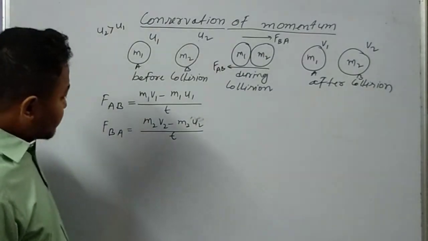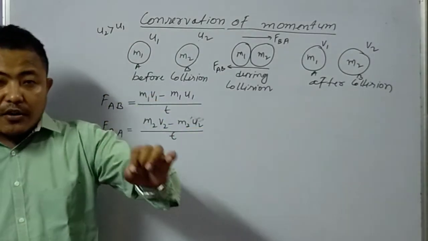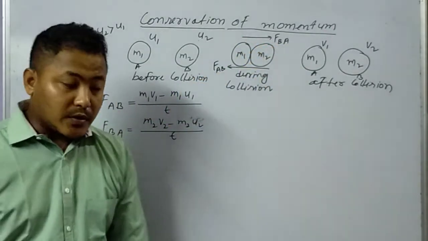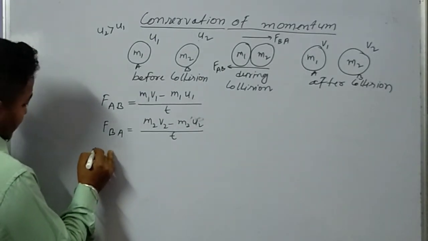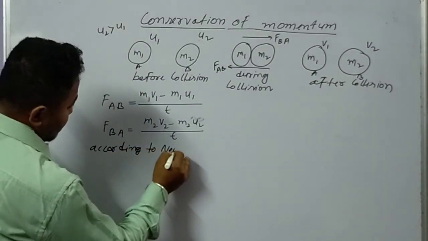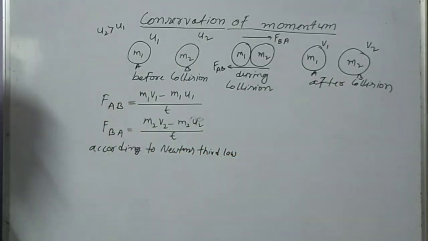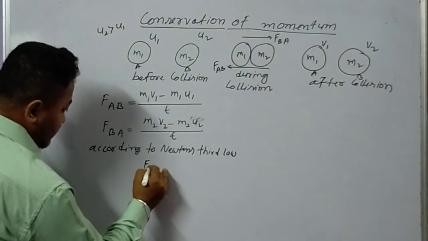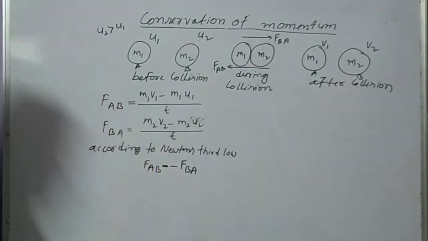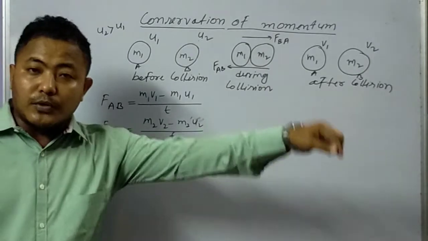Now in this case, this is FAB and this is FBA. If you go to see Newton's third law, what you will find is that FBA and FAB are opposite. So we can write, according to Newton's third law, that FAB is equal to minus FBA, isn't it? And these things we know. They are equal and opposite.